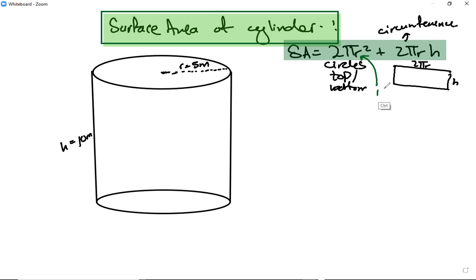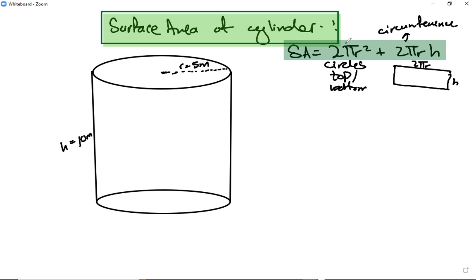What am I substituting in? 5. I've got to put in 5 meters there. I've also got to put 5 meters there. And then at the same time, the height is also going to become 10. All right, the height is also going to become 10. Let's jump into this formula and use a bit of substitution to calculate it.